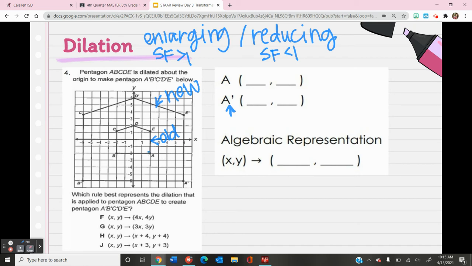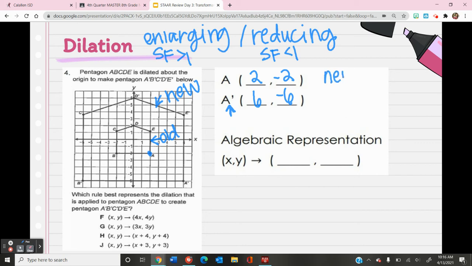So looking at A here, I see that that point is at (2, -2). And A prime is now at (6, -6). So to find my algebraic representation, there's a couple ways you can do this. You can either take your points and divide your x values, or divide your y values, and that'll give you your scale factor. Or you can count the sides, a straight side on the shape. So we're going to do both ways.